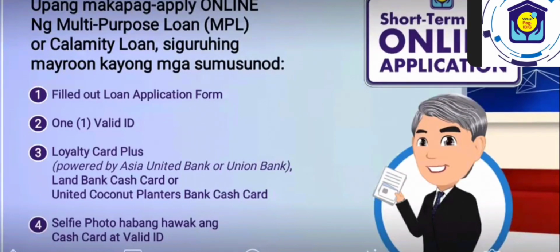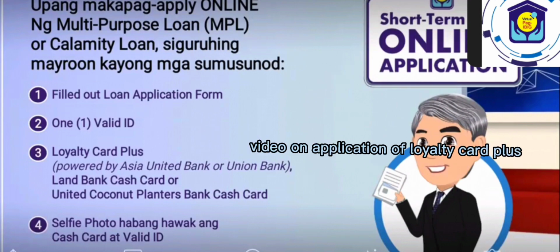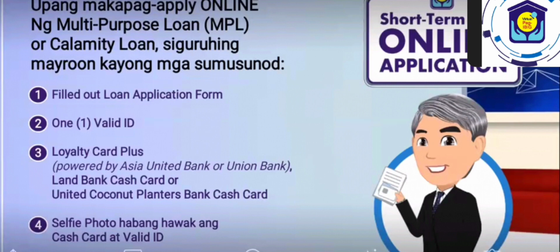First, fill out the loan application form. Second, prepare a valid ID and a loyalty card plus, which you need to apply for at Pag-IBIG branches. See the previous video on how to apply for the loyalty card plus. Lastly, take a selfie photo while holding your cash card and valid ID.